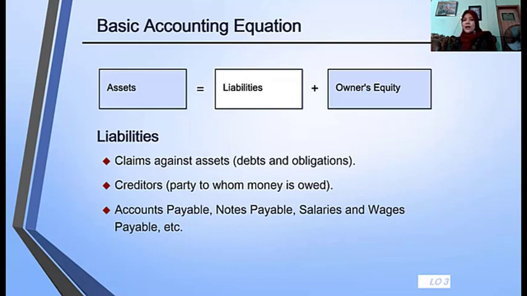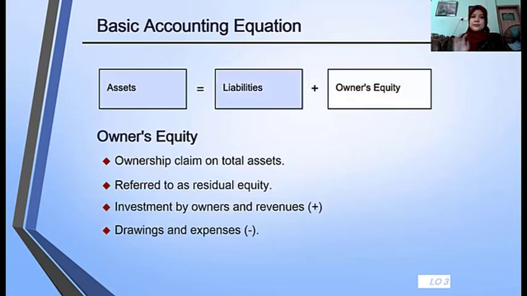And what are examples of liabilities? Accounts payable, notes payable, salaries payable, wages payable, etcetera. All of these items must have the word payable. Then owner's equity. What is owner's equity? It is the ownership claim on total assets, referred to as residual equity. What raises the owner's equity is the initial investment by owners and revenues.